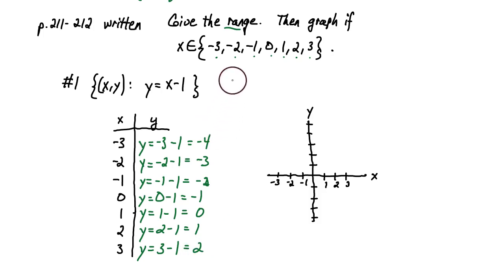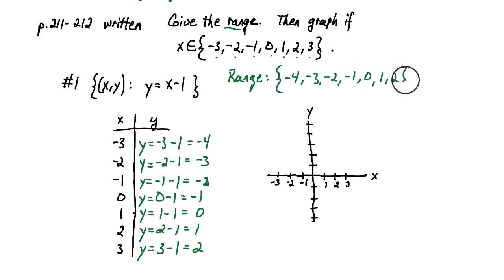We're asked to give the range. I'm going to write that right here on the paper. The range is a list of numbers. We should put that list inside of braces. It is a list of all of our y-coordinates. -4, -3, -2, -1, 0, 1, and 2. When x takes on these 7 values, y takes on these 7 values.